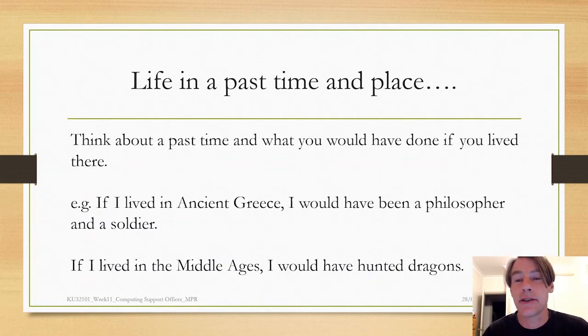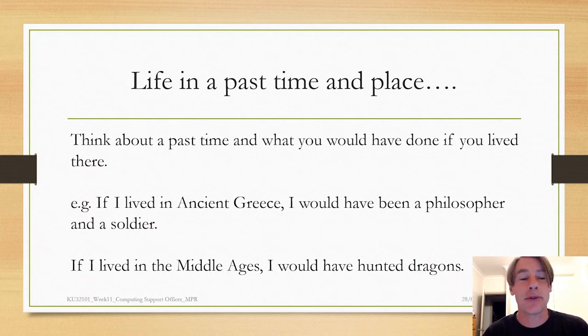Here's an exercise to do for some practice. I've called it life in a past time and place. We're going to imagine we're doing something that's not entirely real, so you need to use your imagination here. I want you to think about a past time and what you would have done if you lived there.